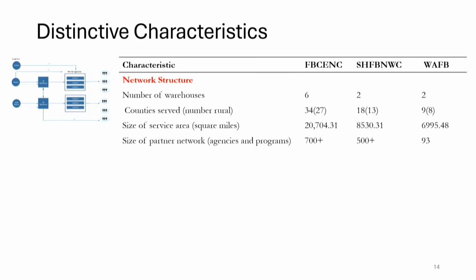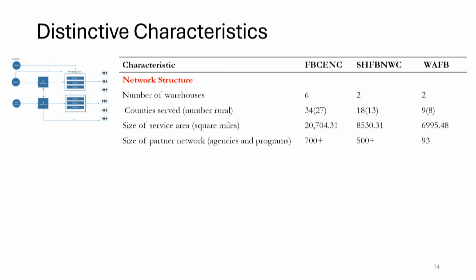And then you can also see, in terms of the county served, the composition between urban and rural, right? If you look at West Alabama, for example, of the 9 counties that they serve, 8 of them are classified as rural, in contrast with FBC-E&C, where 27 of their 34 counties are classified as rural. You can also get a sense for how large the service area is.